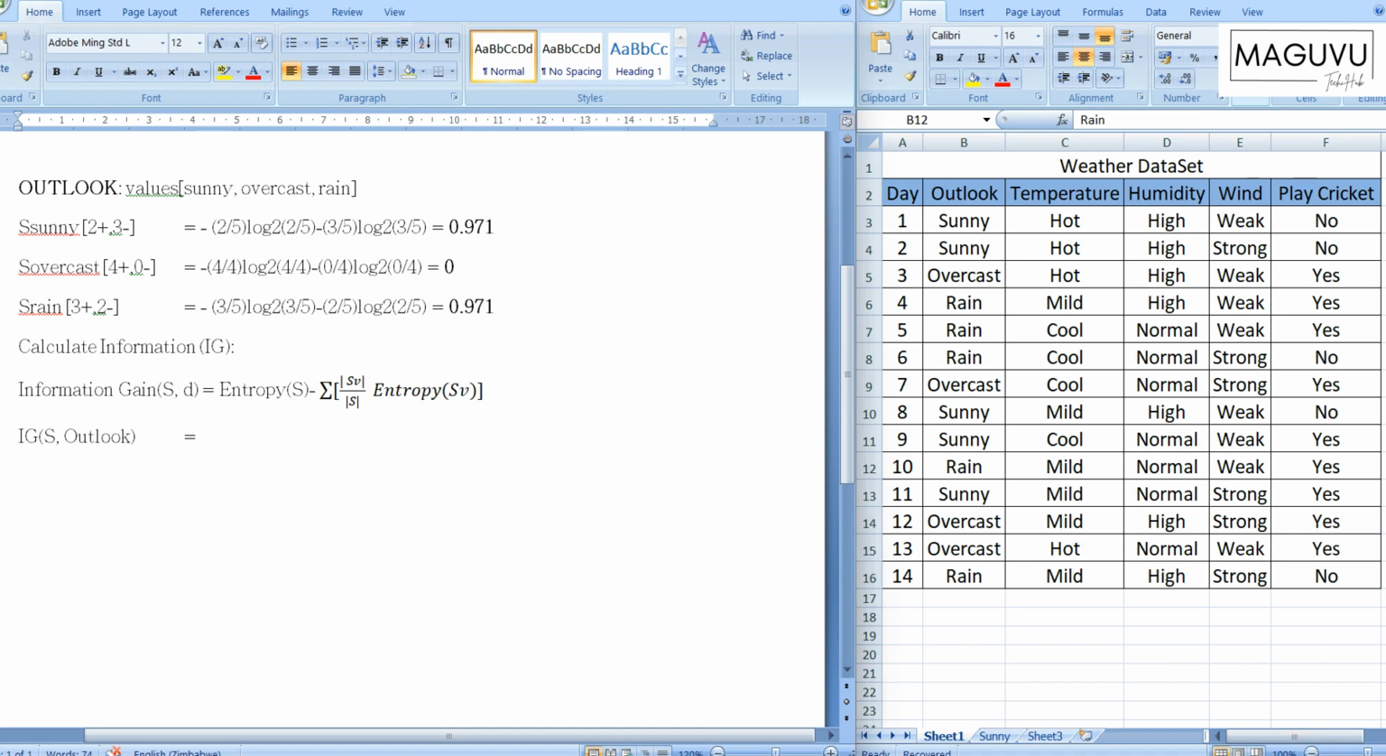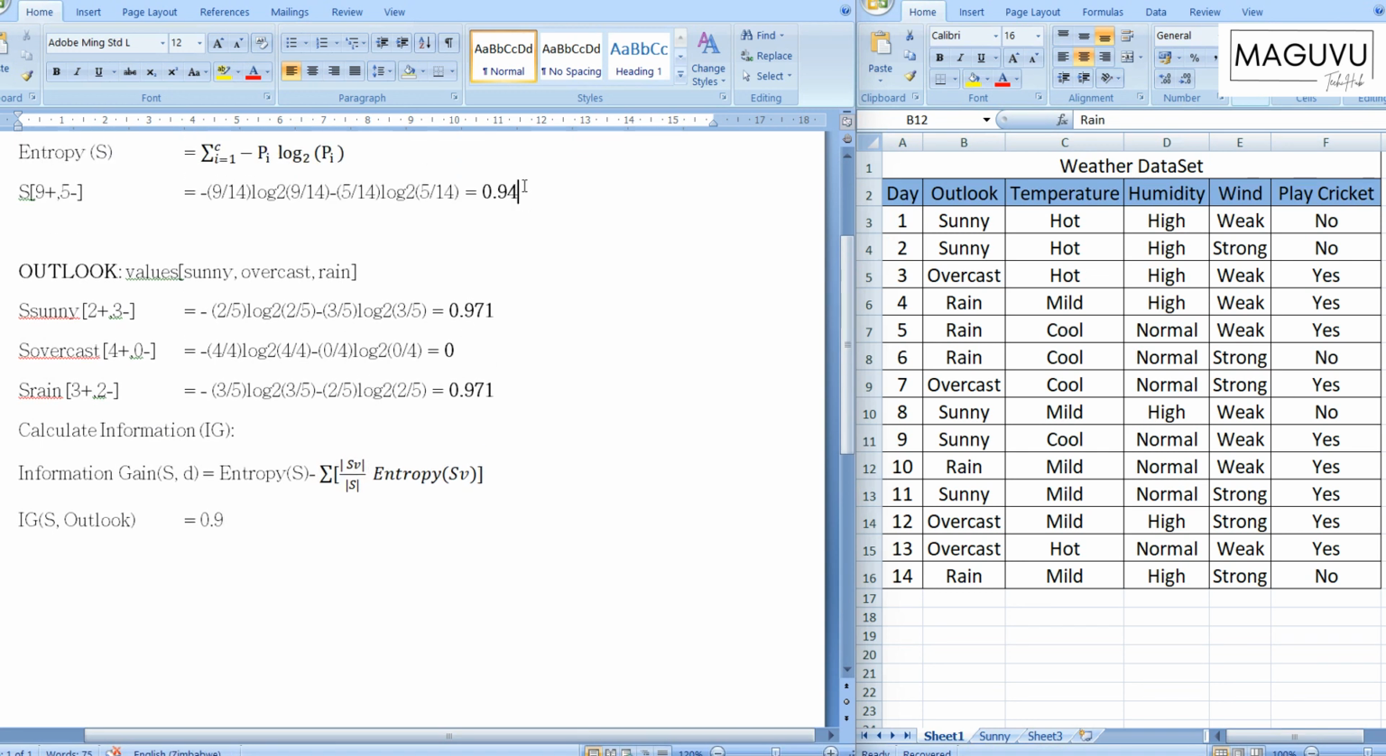So the entropy of S, less the summation of the cardinality of Sv multiplied by the entropy of Sv. So we are then going to get 0.97, which is the entropy of the whole data set that we have calculated on top here, right?